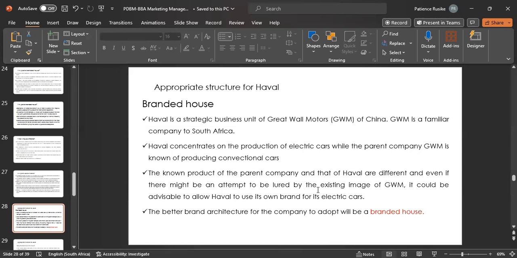I will justify why I'm saying that. So the better brand architecture for the company to adopt would be a branded house. You can argue maybe and say a house of brands is appropriate, based on the information that we've provided. You can argue and then justify. So many people can write different things on this part. I'm sure when you are done and you sit down to write, you might write something different from what I'm saying, but the most important thing is that you've grasped the concept of what a branded house is and what a house of brands is, and then it will be easy for you to apply.